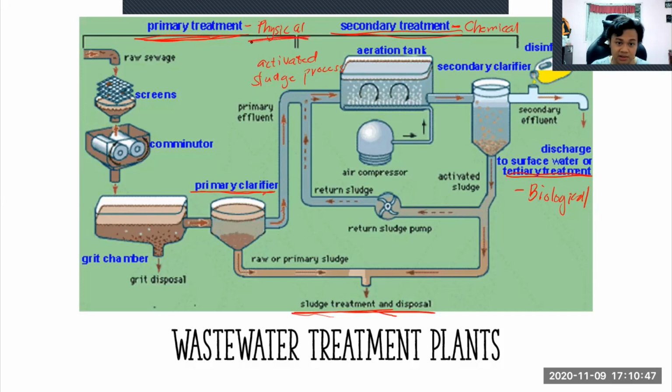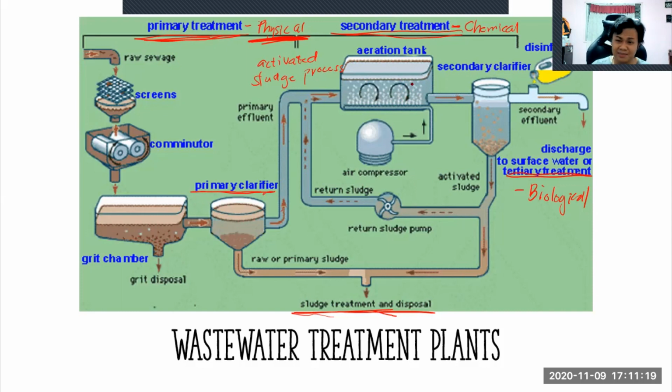Notice that the physical contaminants in your wastewater were removed first in your primary clarifier, right? It takes care of the soil and mud that is removed from your wastewater before it is treated in your aeration tank, or the secondary treatment, which takes care of your chemical parameters. All right. So you have your aerobic bacteria here.